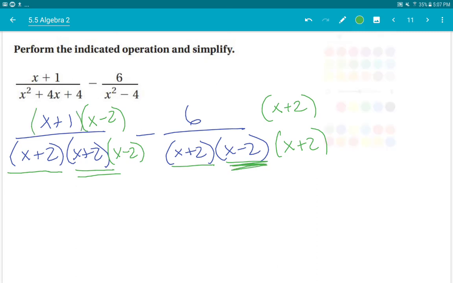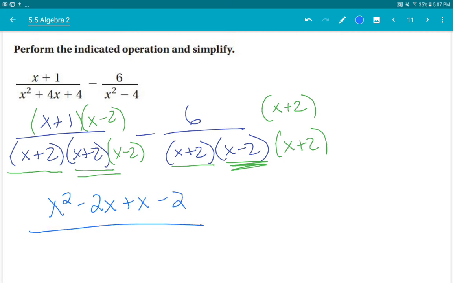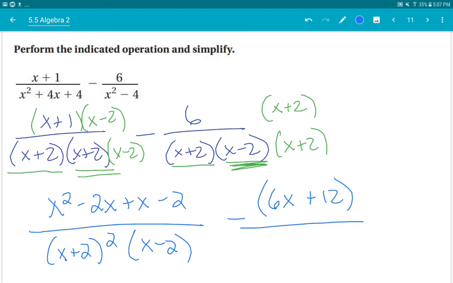So now we're going to have to do quite a bit of multiplication in the first numerator. So x plus 1 times x minus 2, we're going to have to FOIL that. We get x squared minus 2x plus x minus 2 over, we're going to keep this factored out. I'm just going to write it as squared because there's two of them. Minus 6x plus 12 over x plus 2 squared times x minus 2.